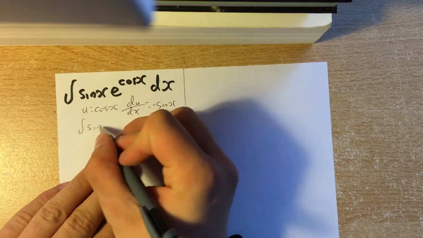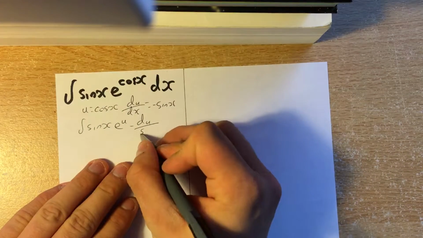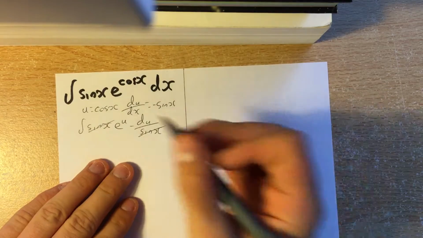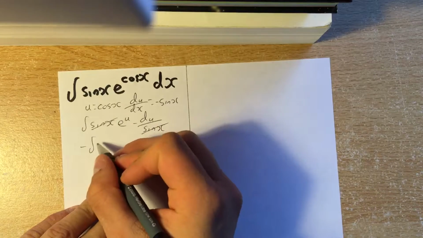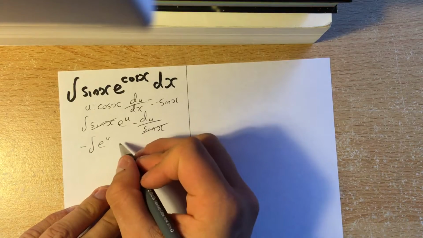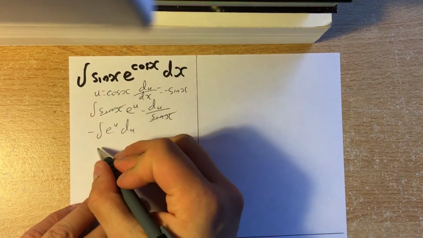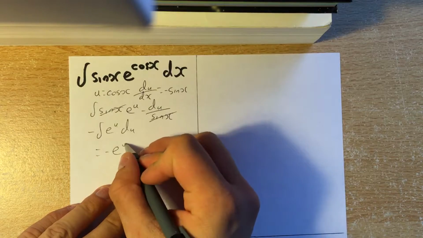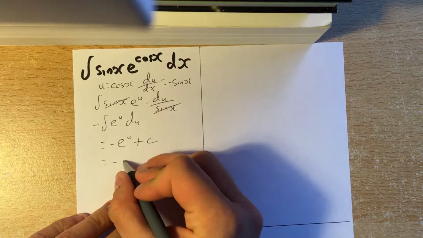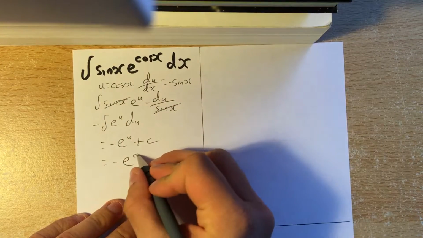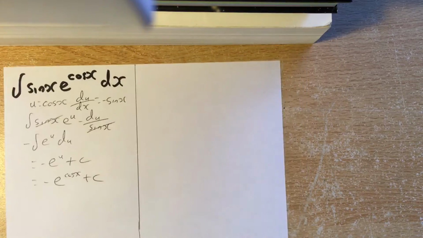So let's rewrite this. We have sine x multiplied by e to the power of u times minus du over sine x. The sine x's cancel out, but we still are left with a minus value, so we can just put that at the front of the integral. And then we are just left with e to the power of u du. There's no more x variables left, which means we can now evaluate this integral. So we get negative e to the power of u plus the constant of integration. And we always want to fill the u value in, so it's going to be negative e to the power of cosine x plus c. And that's the answer to this problem.